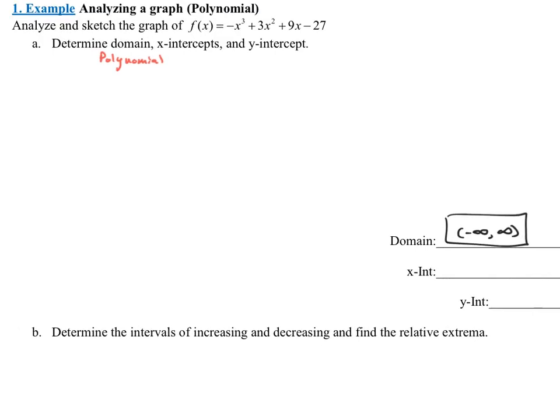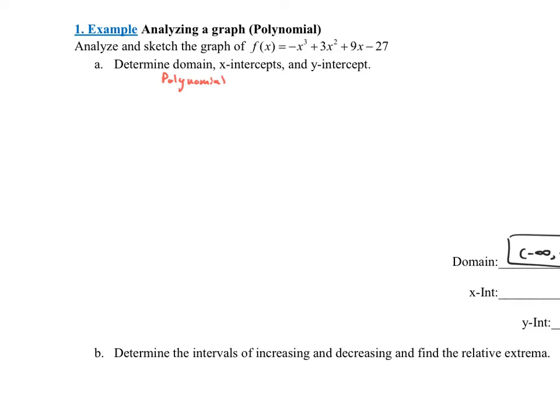The next thing we want to look at is x-intercepts. How do we find the x-intercepts? X-intercepts occur when the function is equal to 0, so y equals 0, right? You set the function equal to 0. So we have minus x cubed plus 3x squared plus 9x minus 27 equals 0.